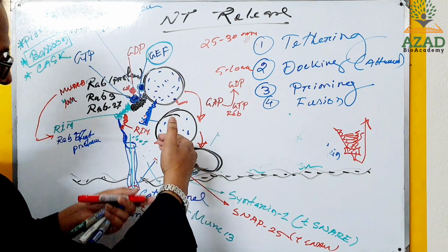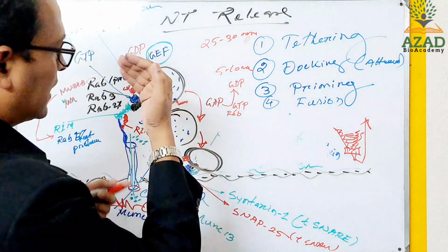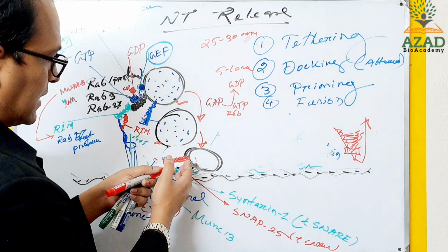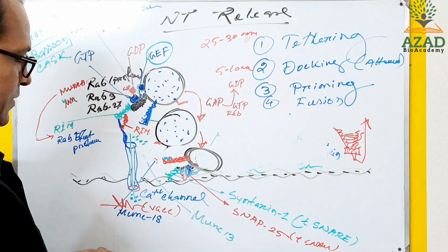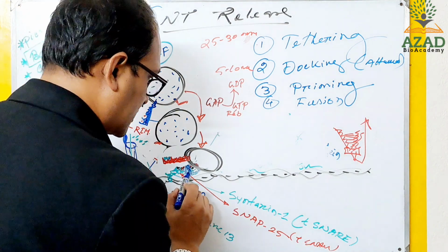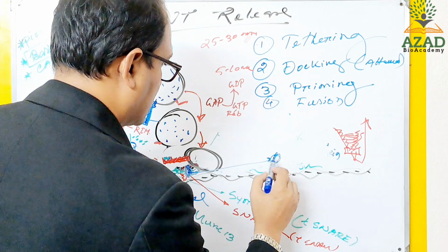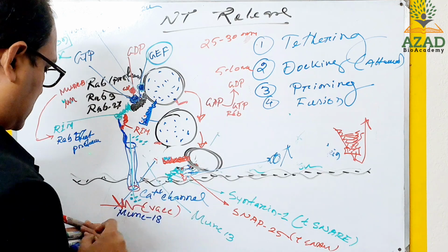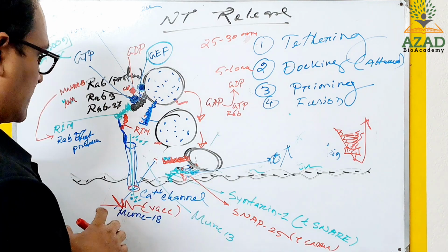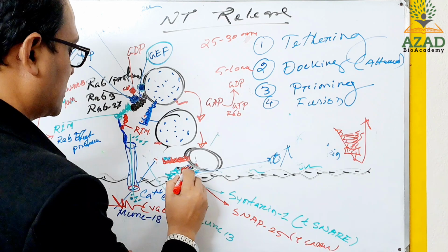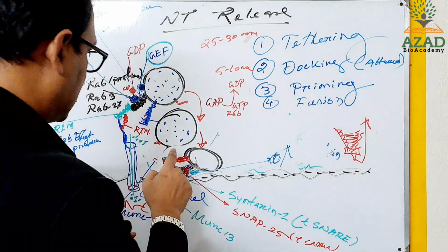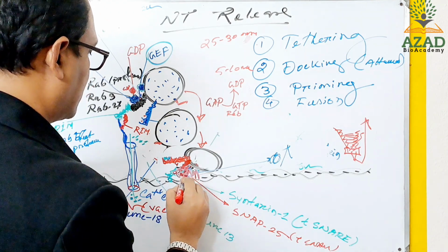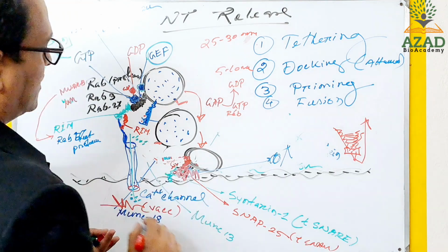How? By the influence of calcium binding to the synaptotagmin, the conformation changes. And what will happen? The complexin protein will detach from here. Okay, this complexin will be out, so no complexin here. So complexin will detach, not displaced, that is detach. And here, this will bind with that.